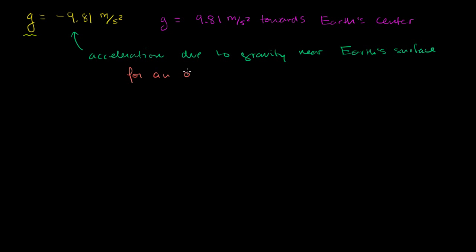For an object in free fall. And the reason why I'm stressing this last part is because we know of many objects that are near the surface of the Earth that are not in free fall. For example, I am near the surface of the Earth right now, and I am not in free fall. What's happening to me right now is I'm sitting in a chair.